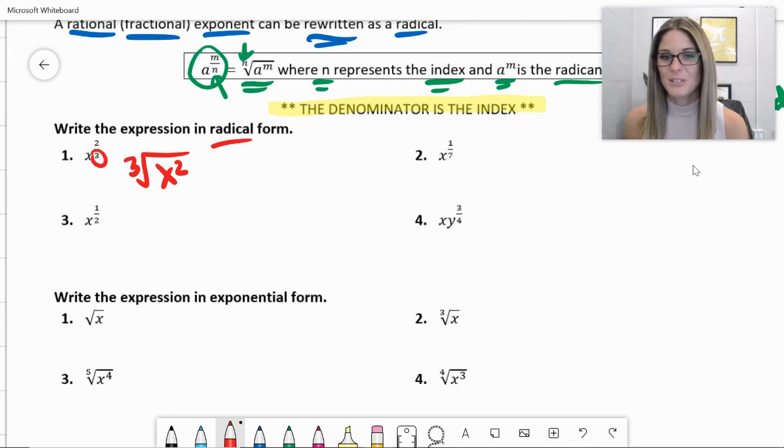Let me show you again on number 2, x to the 1/7. The 7 is the denominator, so I'm going to have a 7th root of x to the 1st, or you can just write the 7th root of x.